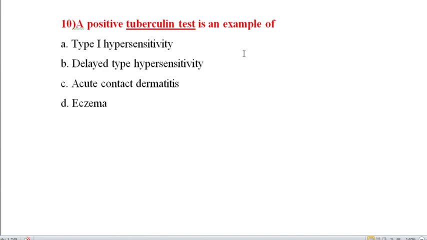Because for tuberculosis, they go for two tests. One is the TB skin test, another one is the TB blood test. The tuberculin test comes under the TB skin test.